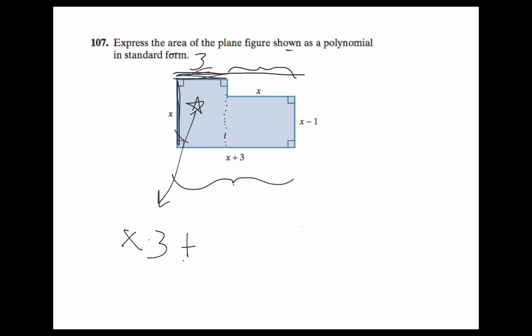So that gives me this rectangle. Then the other piece that makes up the rest of my shaded area would be length times width, which is x times x minus 1. And then multiply out, distribute that x, and then combine like terms. And that will wrap up our notes for this section.